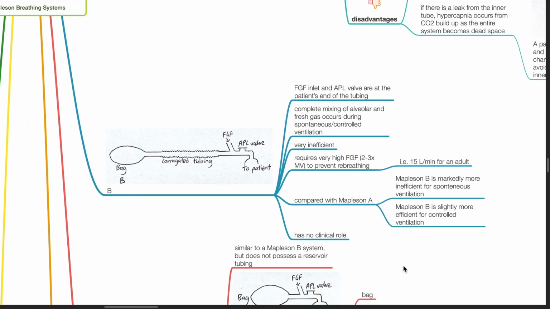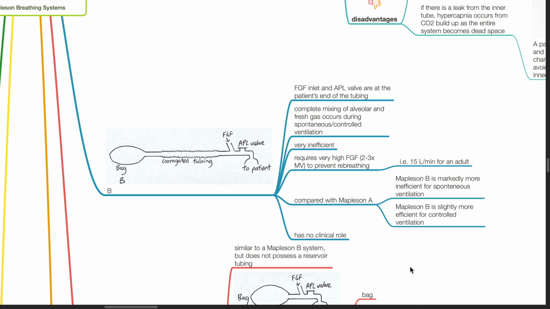Mapleson B. The fresh gas flow inlet and the APL valve are at the patient's end of the tubing. Complete mixing of alveolar and fresh gas occurs during spontaneous and controlled ventilation, thus it is very inefficient. It requires a very high fresh gas flow, 2 to 3 times minute ventilation to prevent rebreathing, which equates to about 15 liters per minute for an adult.